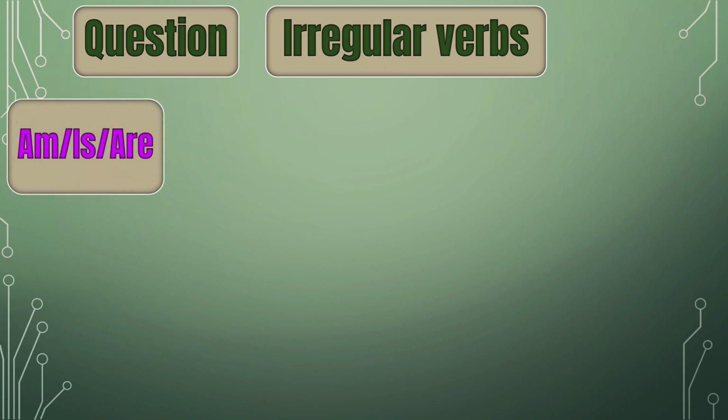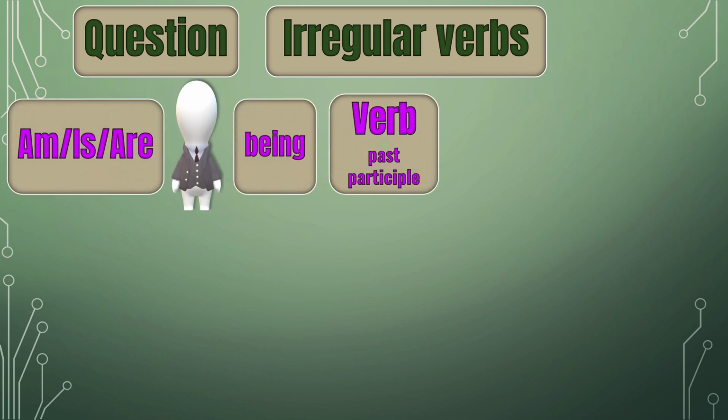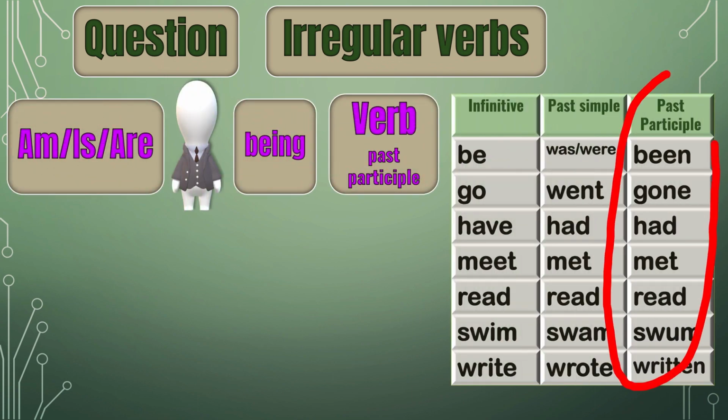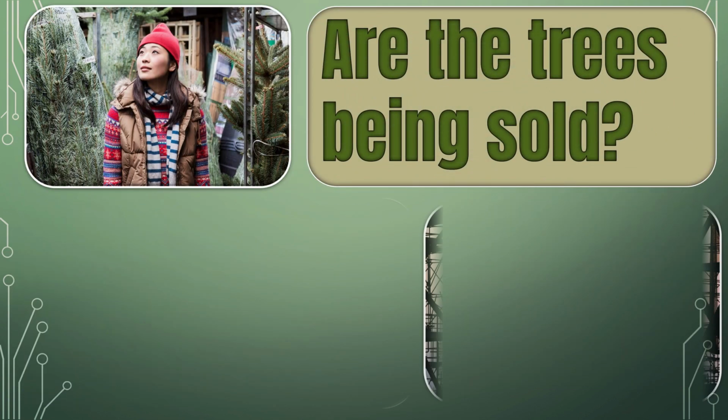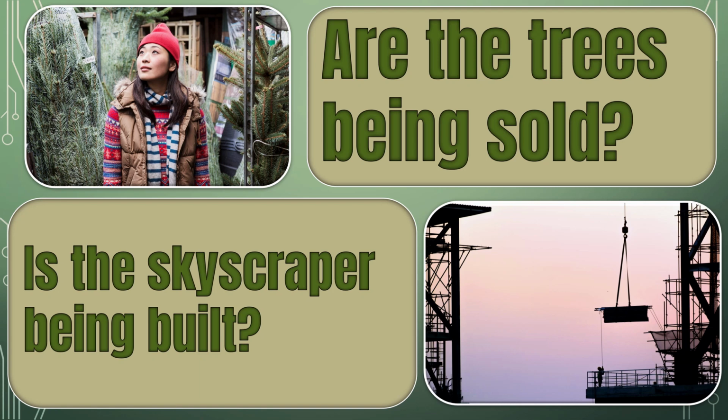When you ask a question, you begin with an auxiliary, is or are. Add a subject. Then being and past participle. Are the cars being driven by professionals? Is German being taught at this lesson? Are the trees being sold? Is the skyscraper being built?